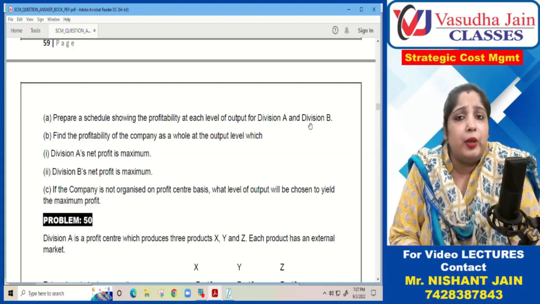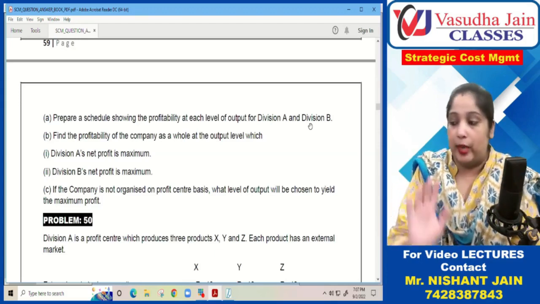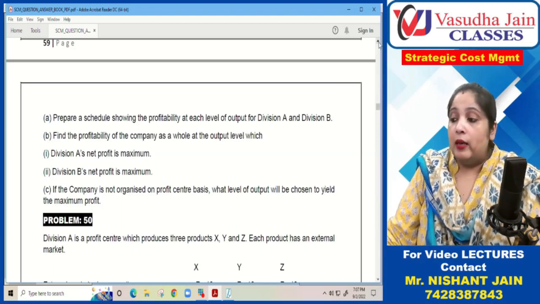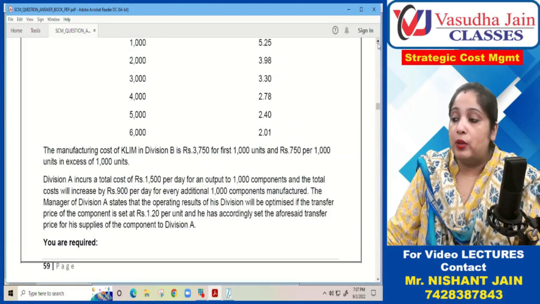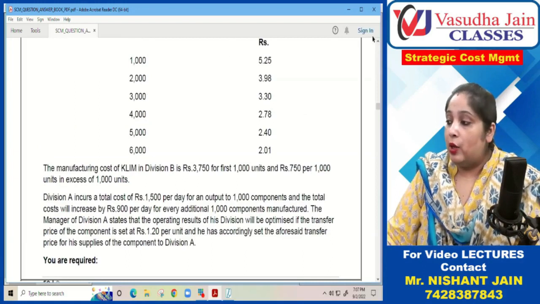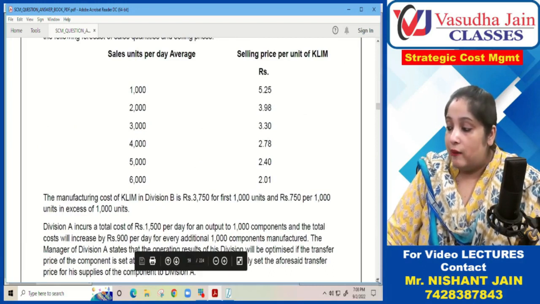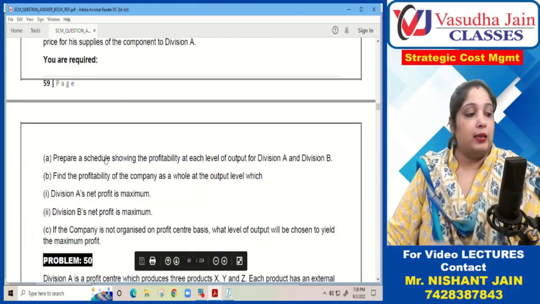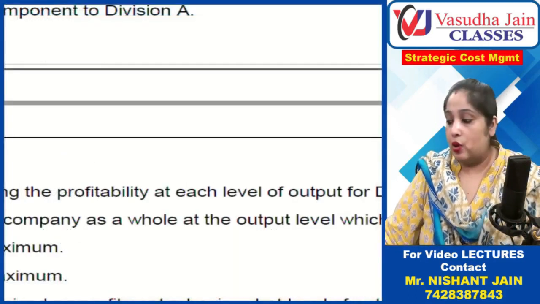How is profit computed? Very simple. Revenue minus cost is equal to profit. Now we have to compute profit at what quantity? At each level of output. What is each level of output? This is 1000 units, 2000 units, 3000. If in a day you manufacture 1000, 2000, 3000, these are the different levels. So what is the profitability? Let us first find out this part and then we will discuss the second part. So let us go and solve this first part.